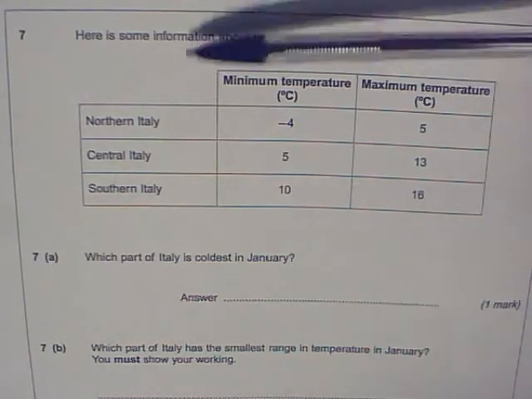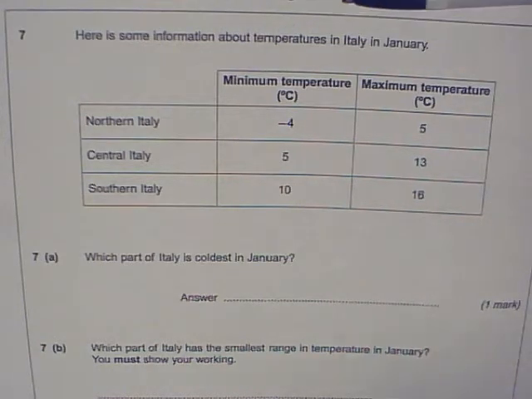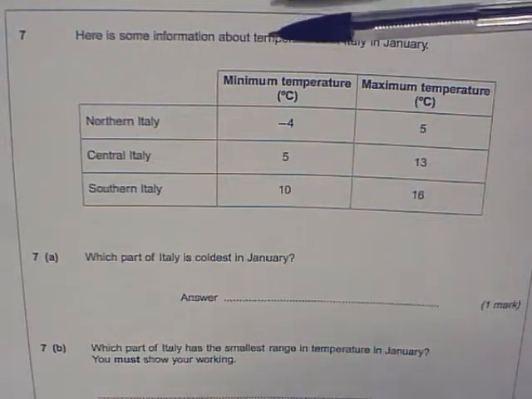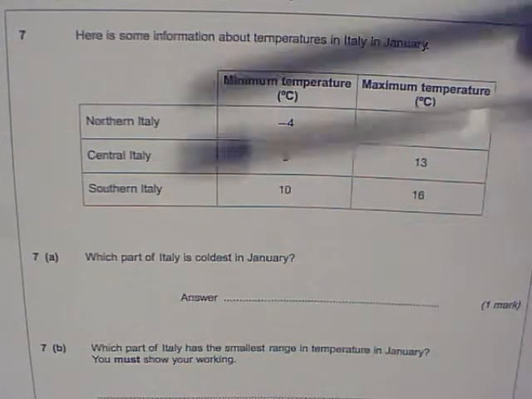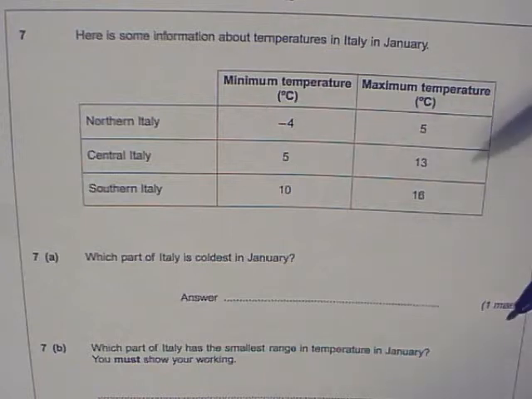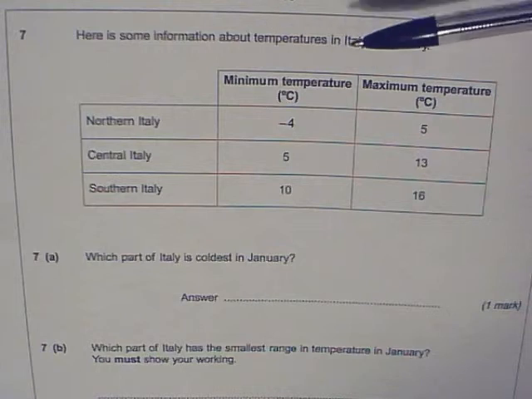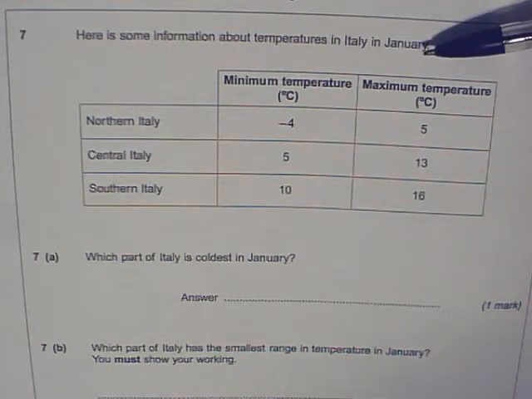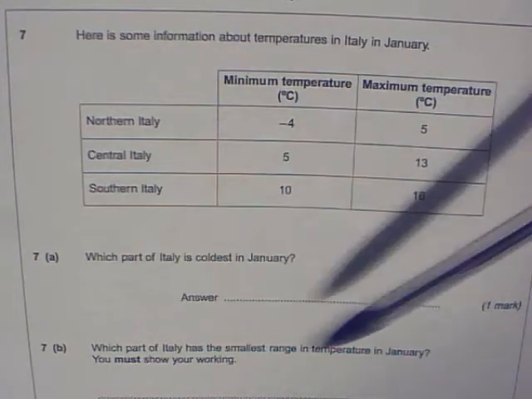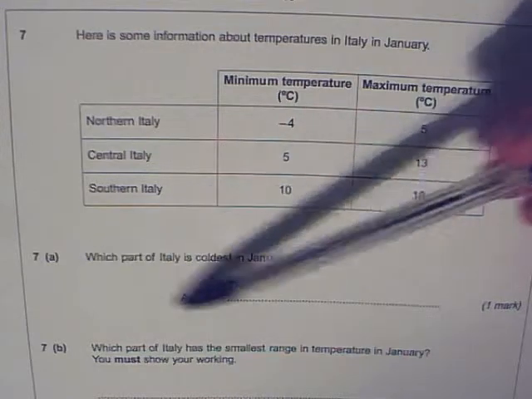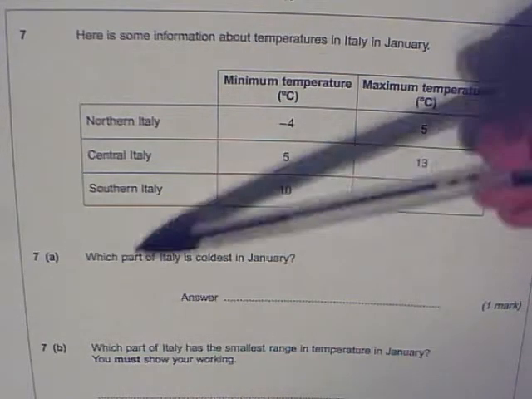Question 7. Again, this is a question where it's very, very important to read the question and understand this table, what it's really trying to tell me. So, here is some information about temperatures in Italy in January. I'm going to try to understand this table before I even look at the actual question.